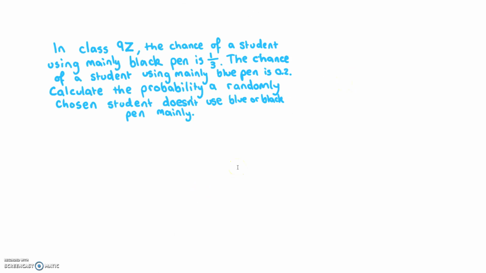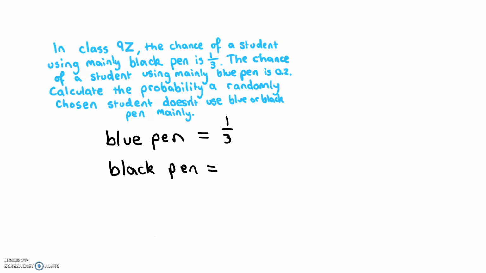All right, here's our last example. In class 9Z, the chance of a student using mainly a black pen is 1/3, and the chance of a student using mainly a blue pen is 0.2. And it says, calculate the probability a randomly chosen student doesn't use a black or a blue pen mainly. So let's state the facts from the problem first. So we know that for a blue pen, there's a 1/3 chance of that happening. And the chance of someone mainly using a black pen is 0.2.